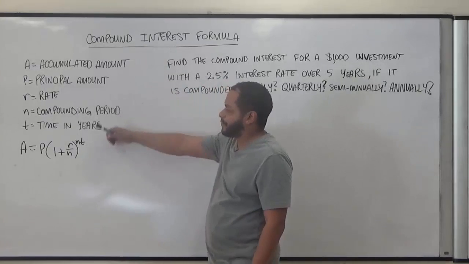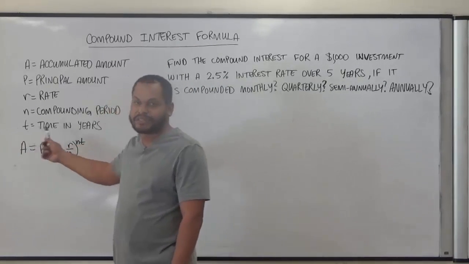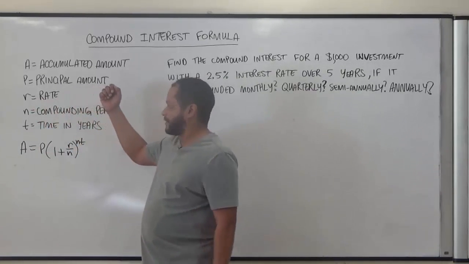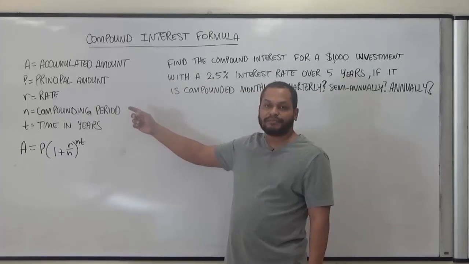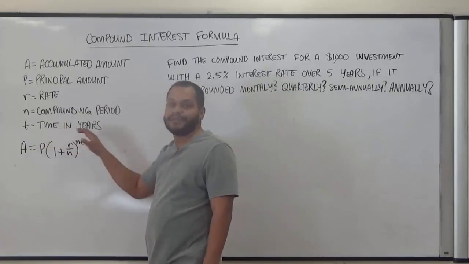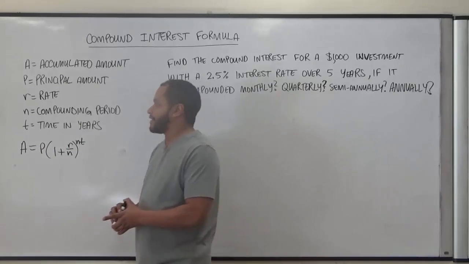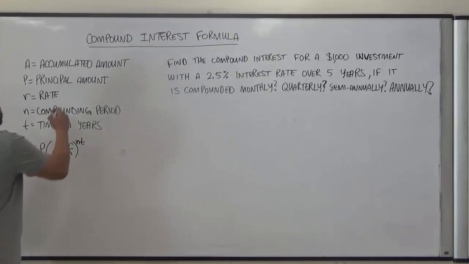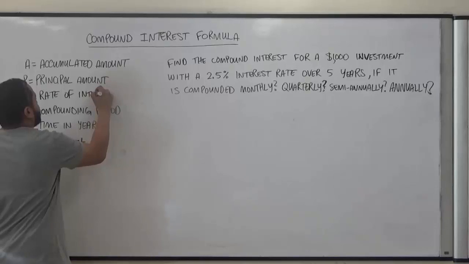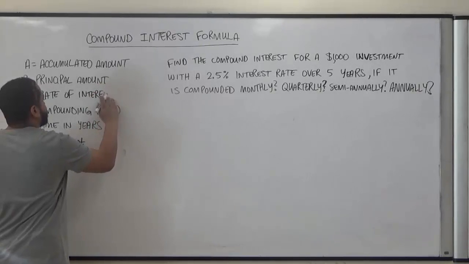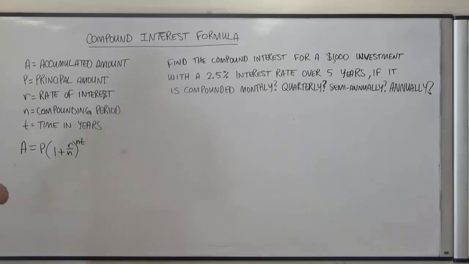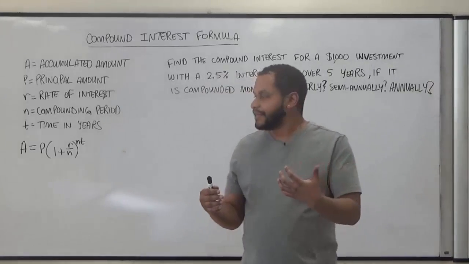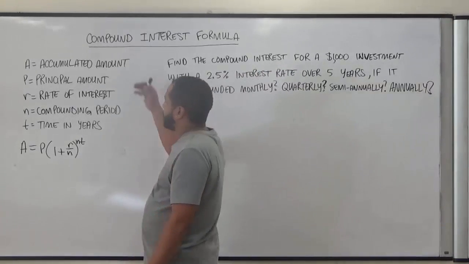Now, again, A represents the accumulated amount of interest plus the investment. P represents the principal amount, R represents the interest rate, N represents the compounding period, and T represents the time in years. The thing that's really ambiguous about these kinds of problems, besides your rate of interest and also your investment amount, which is also considered to be a principal value, is your number of compounds, besides the time in years. These are 4 variables that work between each other to make the accumulated amount.